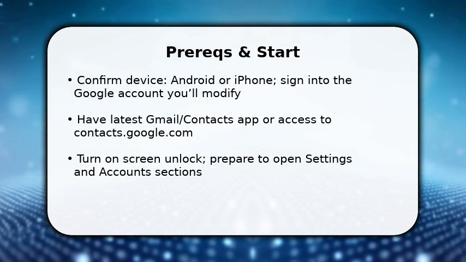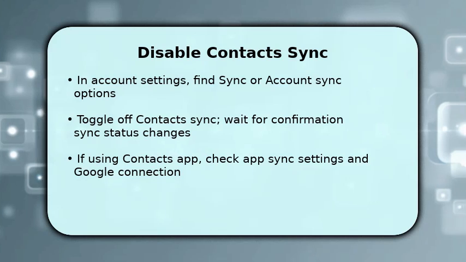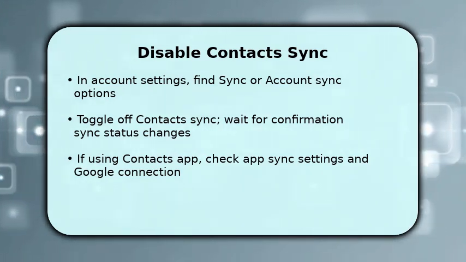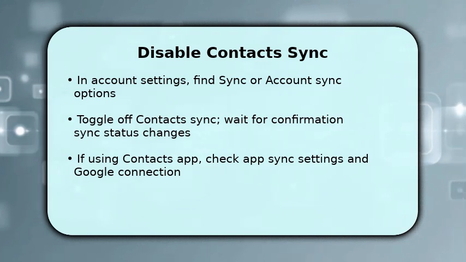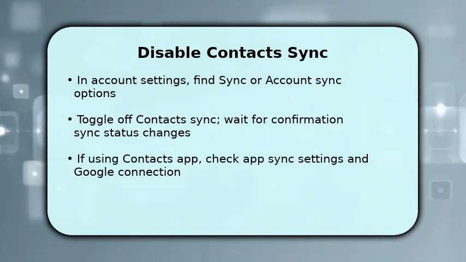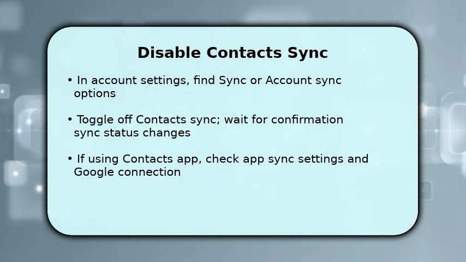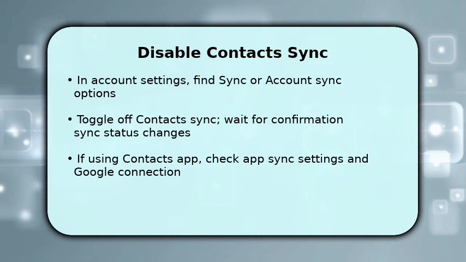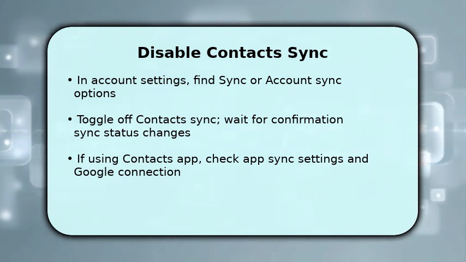Now proceed to adjust sync toggles. Once in the Google account sync screen, locate the Contacts toggle and switch it off. On Android, the toggle often reads Sync Contacts. On iPhone, disable Contacts under the Google account entry. Wait a few seconds for the system to register the change and show last synced as never or the recent time removed.